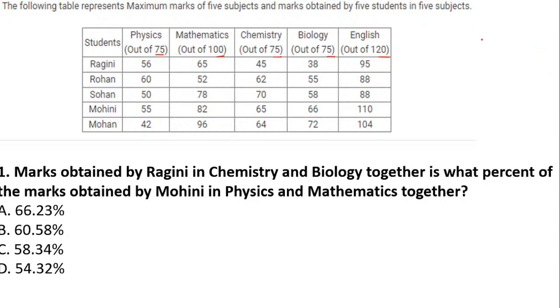As you all know, mostly in school examination the paper is out of 100. Here this value like 75 or here 120 is there just to make the calculation slightly difficult for you. It will not be rocket science, but a little difficult. So let's see how we are going to solve this.